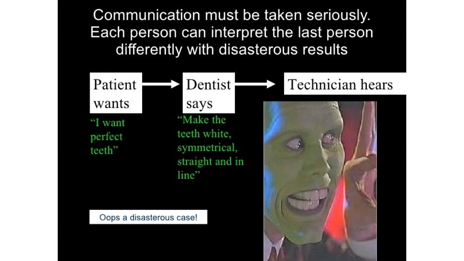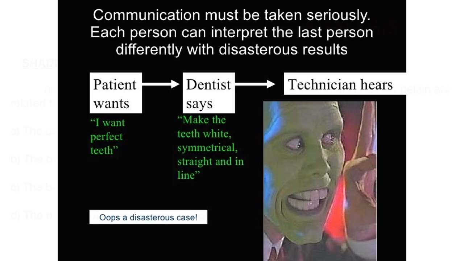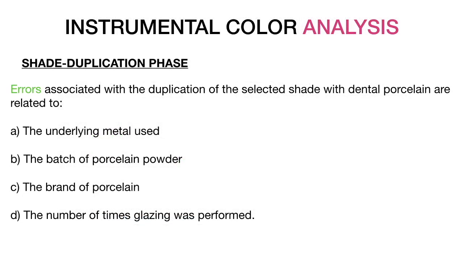Each person can interpret the last person differently, with disastrous results. So the patient wants, the dentist says, the technician hears. So always try to make good communication with the lab. Try to send them pictures before, during, and after the final procedure, and let them know the actual shade and the end color of the tooth preparation, because any error will not make a good result for your dental office.